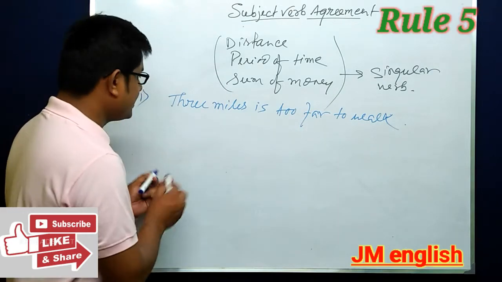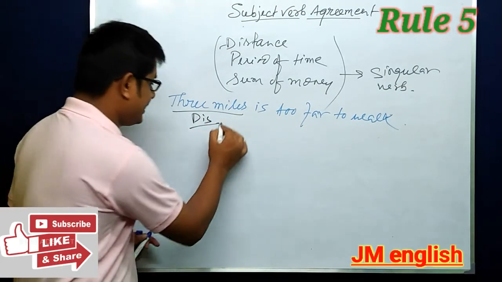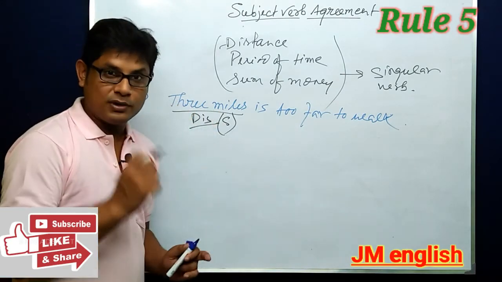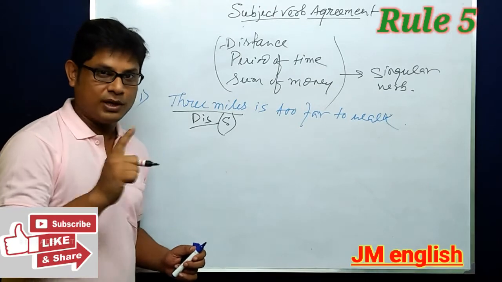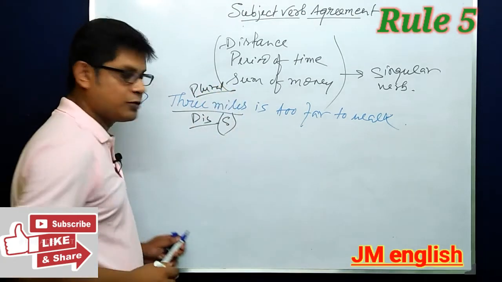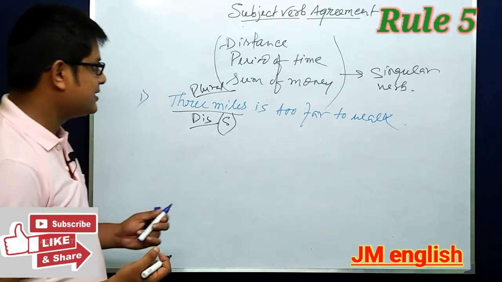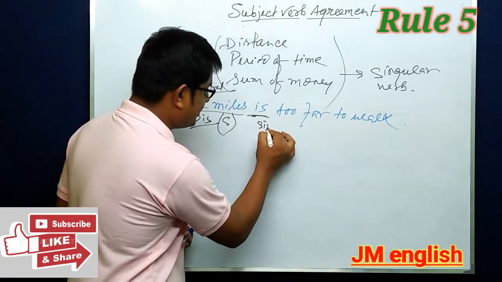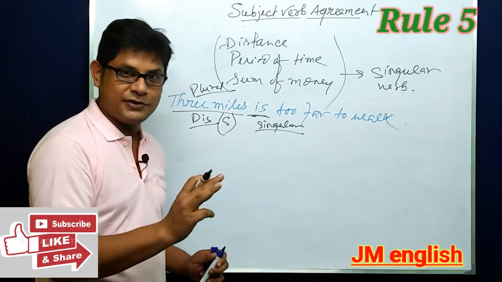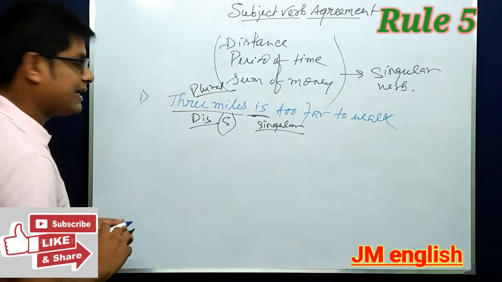See, 3 miles indicates distance, isn't it? It is all about distance, and at the same time this is the subject, and that's why 3 miles, but it sounds like plural, isn't it? 3 miles, not 1 mile. 1, 2, 3, 3 miles, so it sounds plural. So you may think that it must have a plural verb, but no, in this sentence you have to use a singular verb. This is singular, so I have used is. So 3 miles is, not 3 miles are. 3 miles is too far to walk. This is one sentence. Let's have the second sentence.